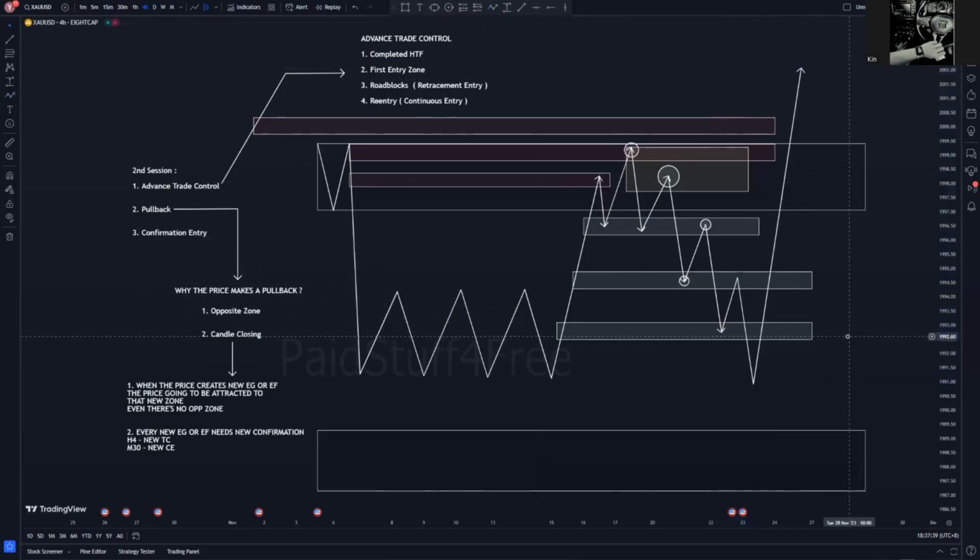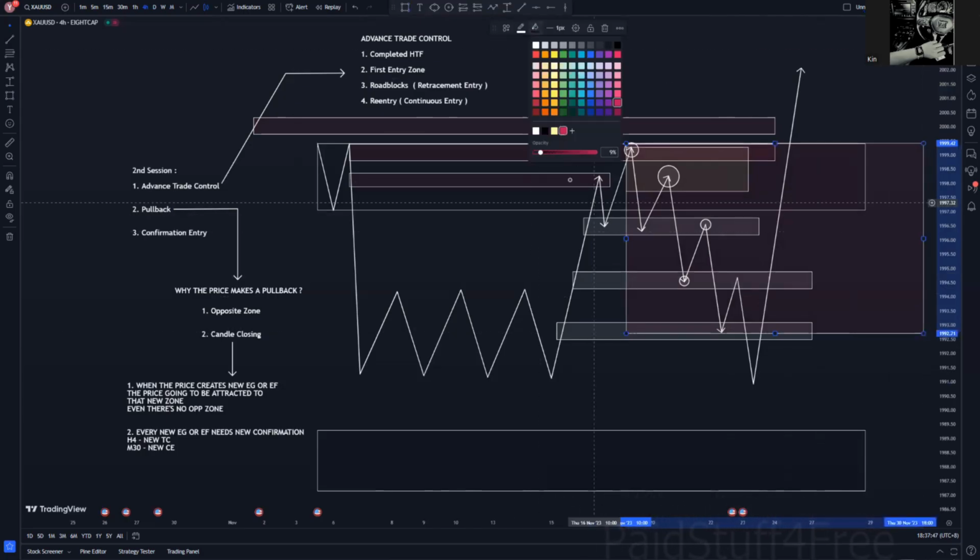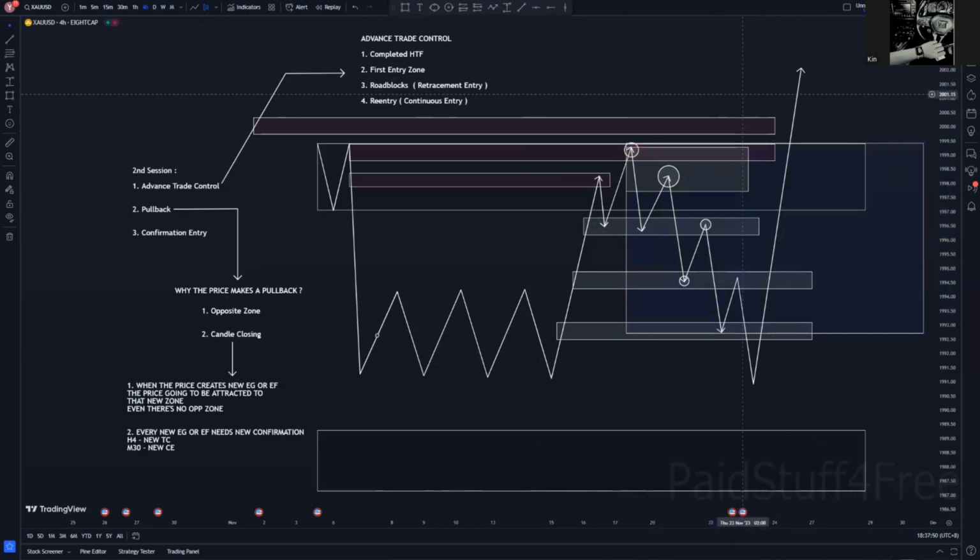Get it? Why? Because we mislooked on the H4. Maybe at the H4, we have a new engulfing sell. So what I've said just now, like the rules of pullback: when the price creates a new EG or a new EF, the price is going to be attracted to that new zone. Look at that, even when there is no opposite zone. So we have this new engulfing sell on H4, so the price will be attracted to make a pullback into the zone, right?